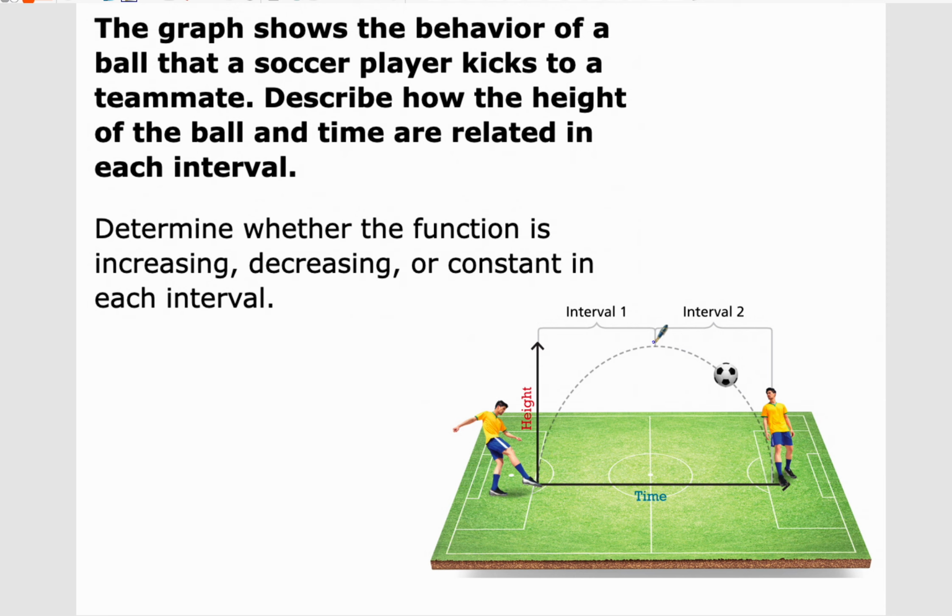interval one is increasing, because as time increases, the height increases. And then the ball reaches the top of its flight and it begins going back down. Time is still increasing, but now the height of the ball is decreasing. So interval two is a decrease. Interval one is increasing, interval two is decreasing. That's it. That's all we're doing today. Or that's all we're doing at this moment, I suppose.